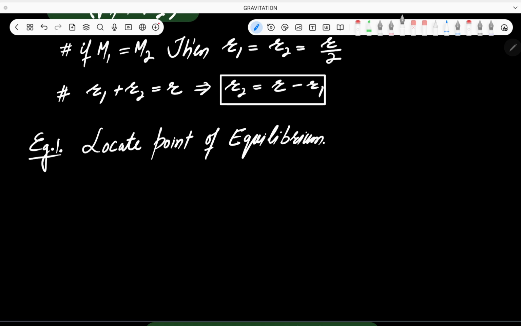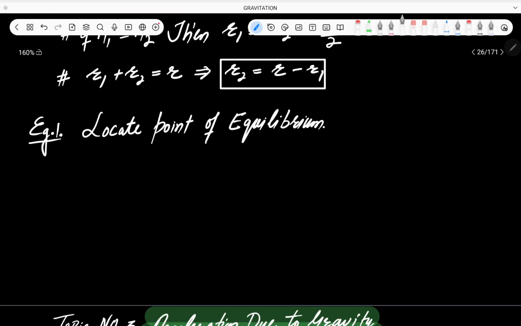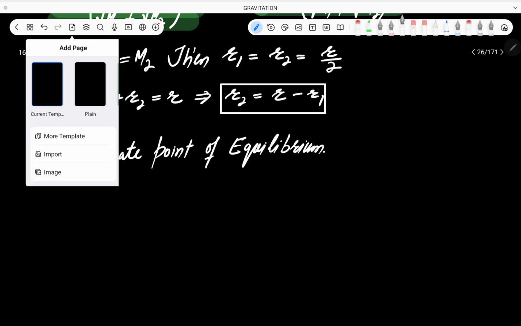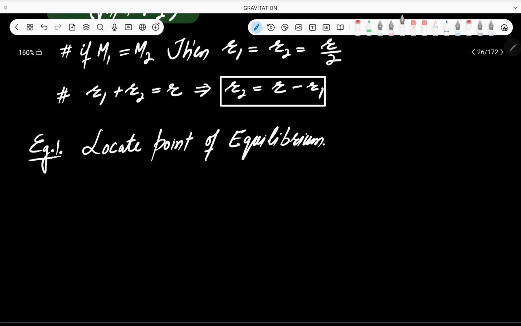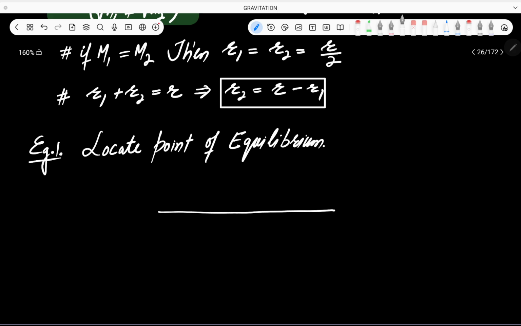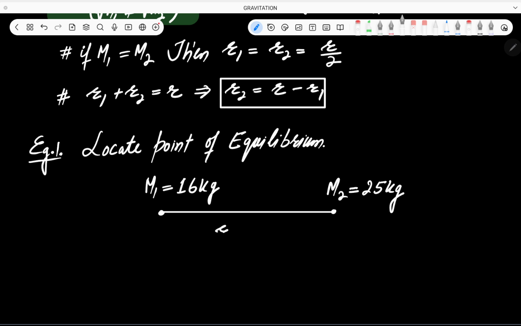Locate the point of equilibrium. Two particles are given to us like this. Here we have one particle, mass m1, which is 16 kg. This is another particle, m2, whose mass is 25 kg. The separation between these two is equal to 18 millimeters.